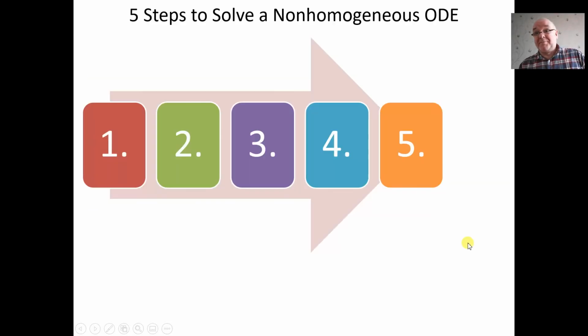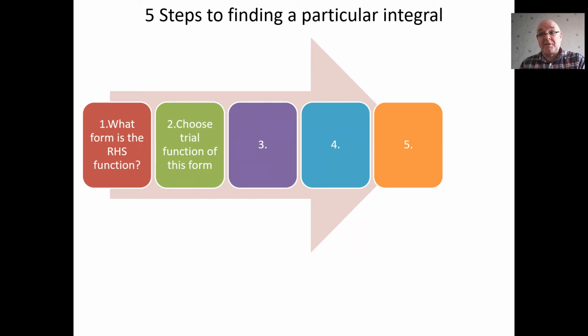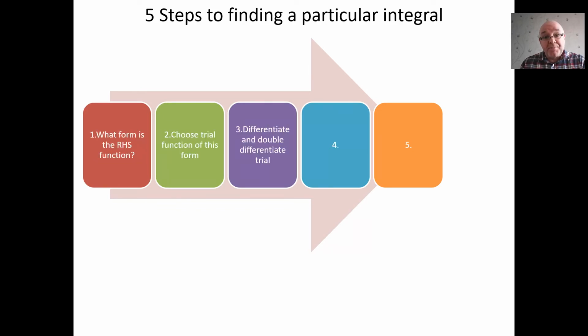So let's do one. To do that, what we need is a 5-step procedure. First of all, when we see the example, we say what form the right-hand side is. Then we choose a trial function of that form. If it's linear, we'll use a linear function. Number 3, we need to differentiate it and double differentiate it. Number 4, once we've done that, we can substitute it back into the original equation we were given. Once we've done that, we can equate like terms, so we can find the coefficients. And that's basically us finished.